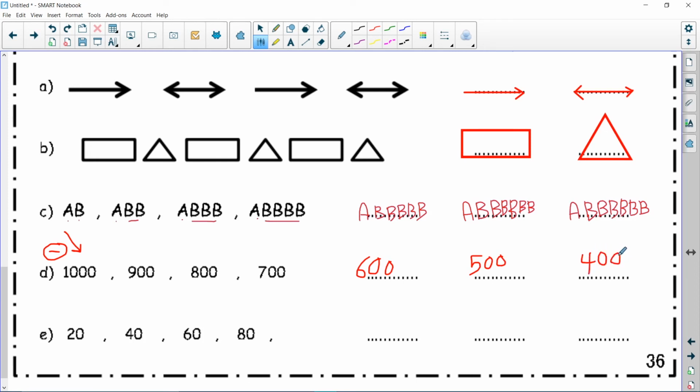400. 20, 40, 60, 80. Ascending. After 20, 30, 40, 50, 60, 70, 80, 90, 100, 110, 120, 130, 140.